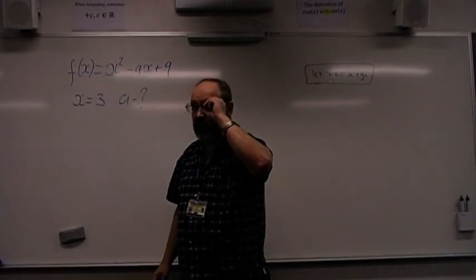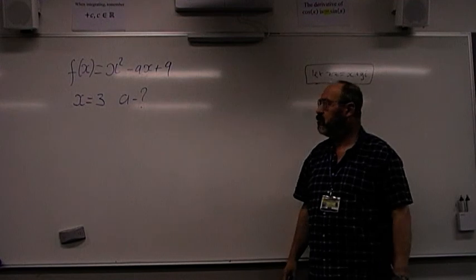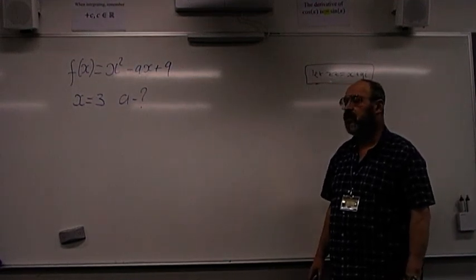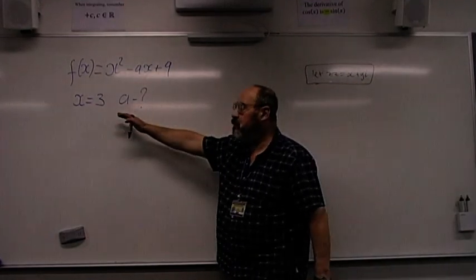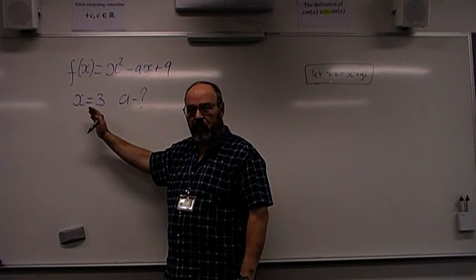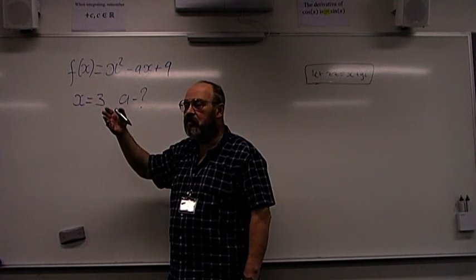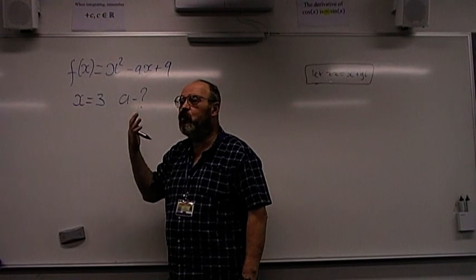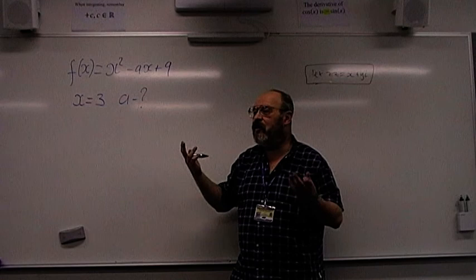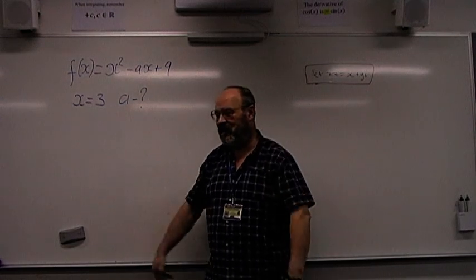How will we do that? Sub in x. And how will it help us to find a? Because you can make a the subject. We know that this is the x coordinate of the stationary point. What do we do to find a stationary point? Gradient equals 0. First we find the derivative.